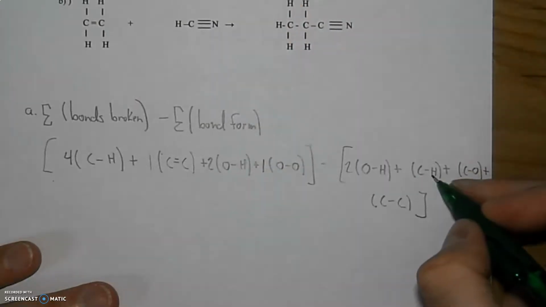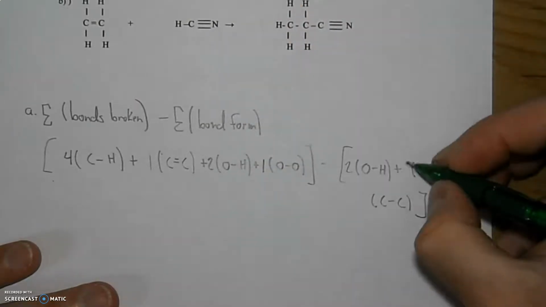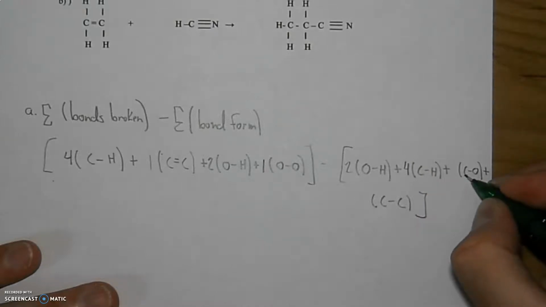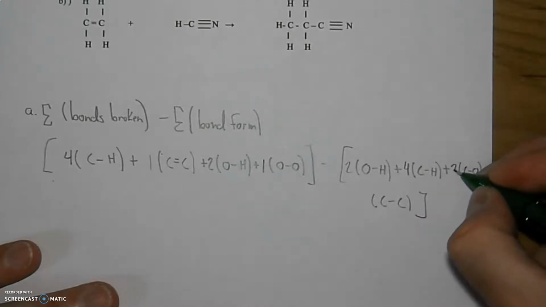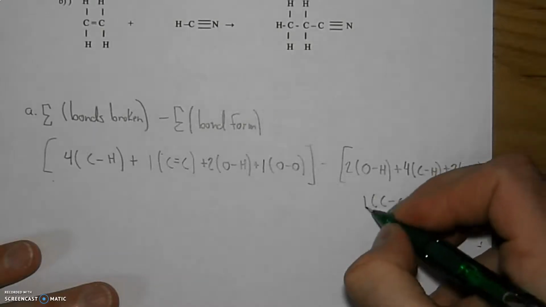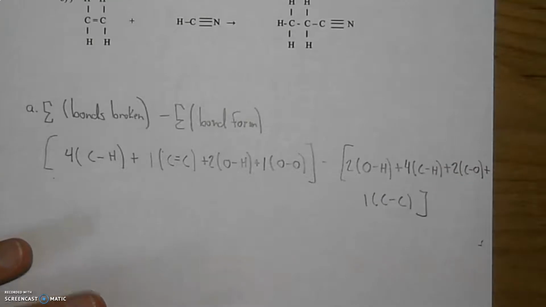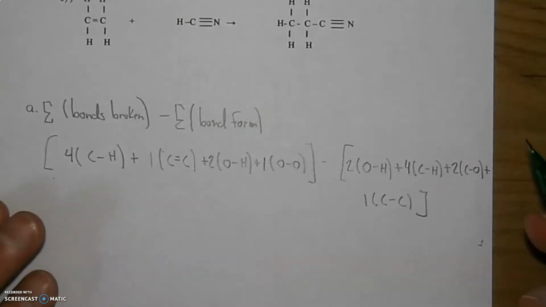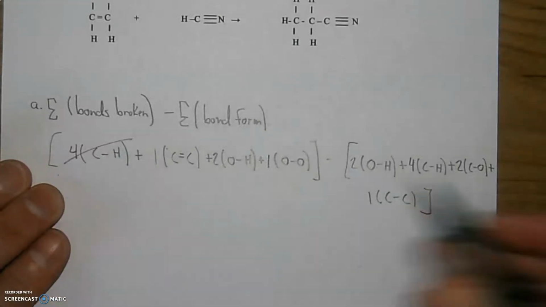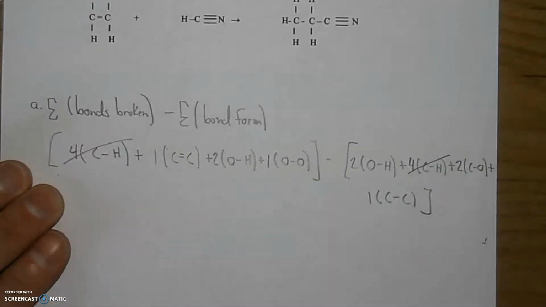The carbon to hydrogens, I have 4. And then the carbon oxygens, I have 2. And then the carbon to carbon, I have 1. Okay, so any doubles I have, I can completely get rid of. So 4 carbon hydrogens, 4 carbon hydrogens. I don't need to worry about those. They cancel each other out.